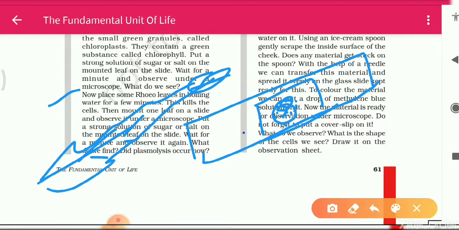Then after that you will see under the microscope. Can you see any changes here, or can plasmolysis take place in this slide? Yes or no? No, plasmolysis cannot take place in this slide. Why? Because when you boil this leaf in the beaker, what happens? The cells of this leaf die, or we can say that the contents of this leaf have now become a non-living thing. It's not a living thing now.